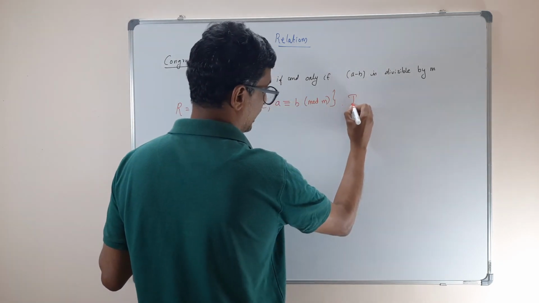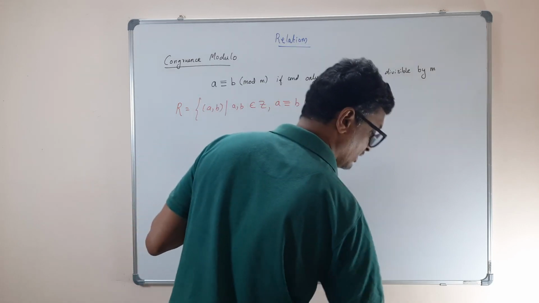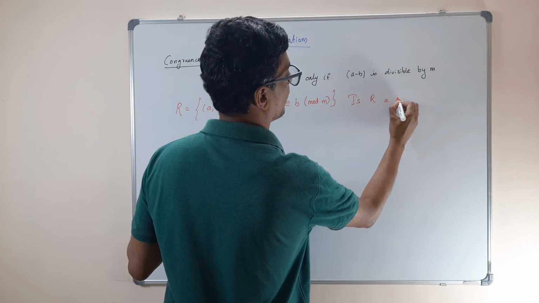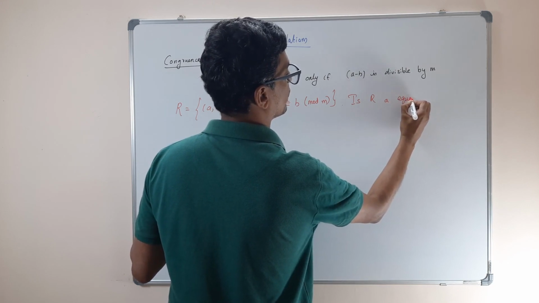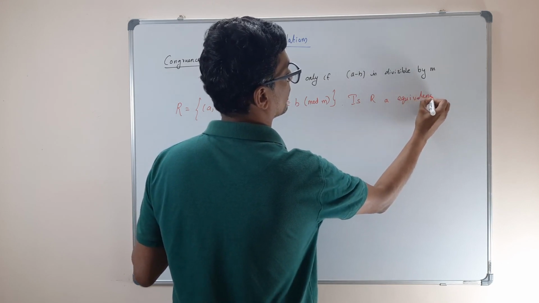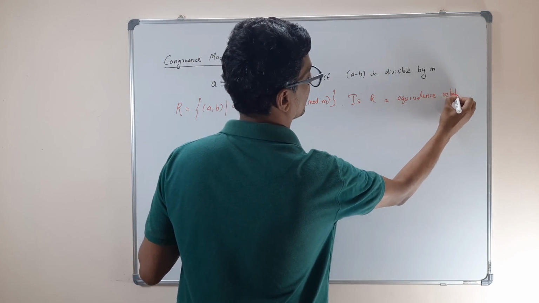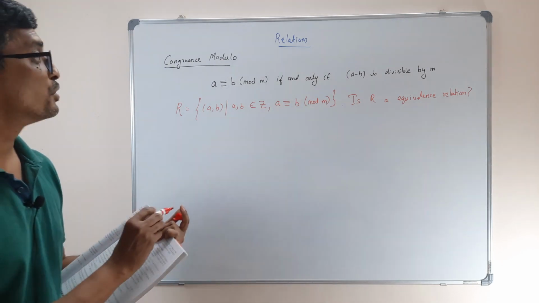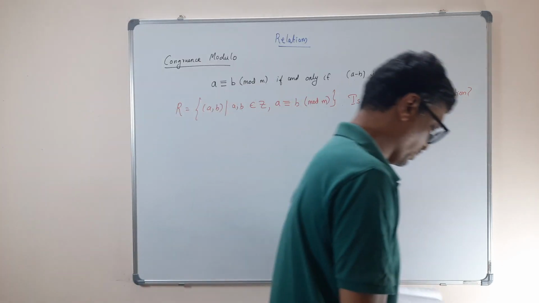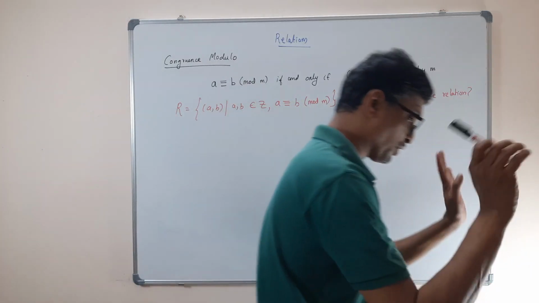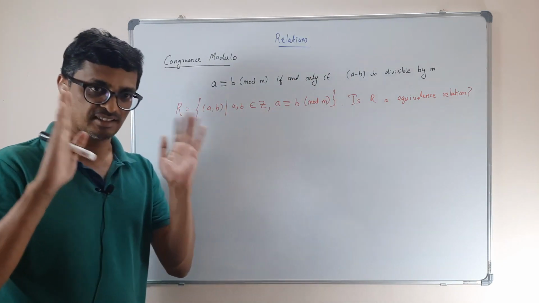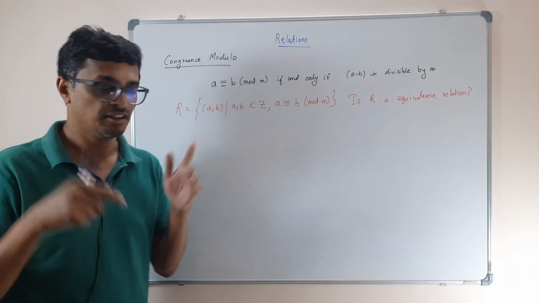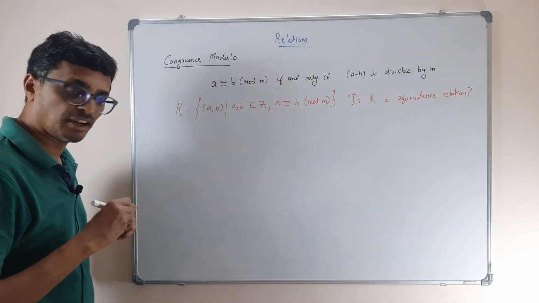Question is: is R an equivalence relation? Can you prove? Yes, how will you prove? So for equivalence, what are things you have to do? Three properties: reflexive, symmetric, and transitive.